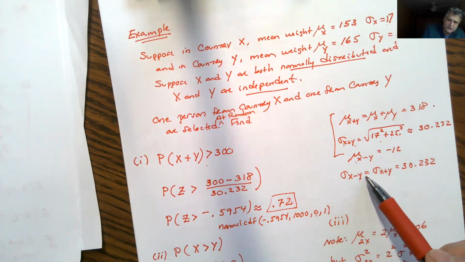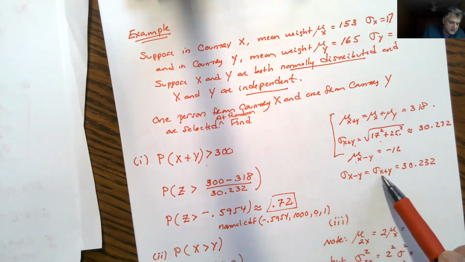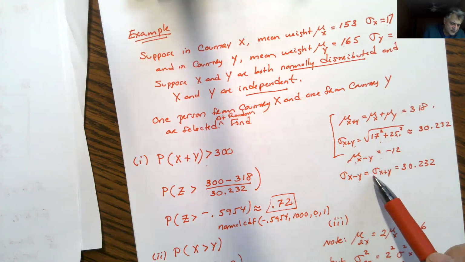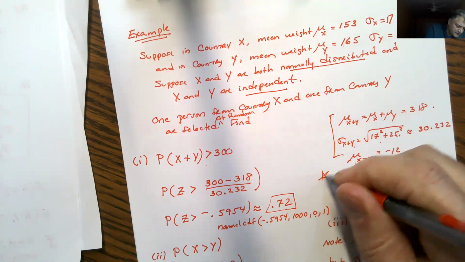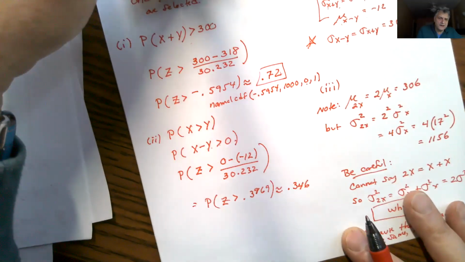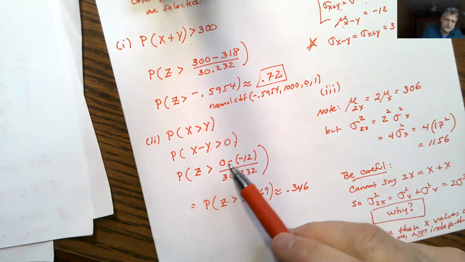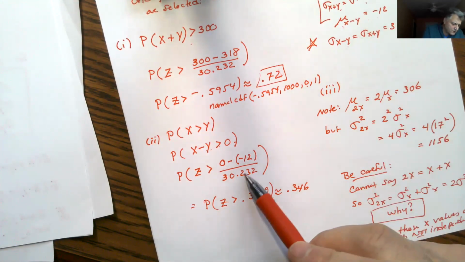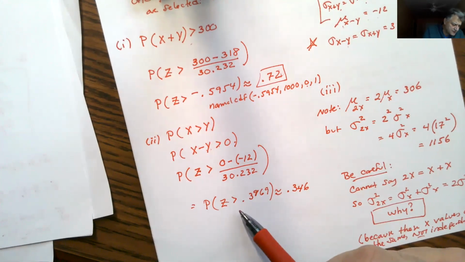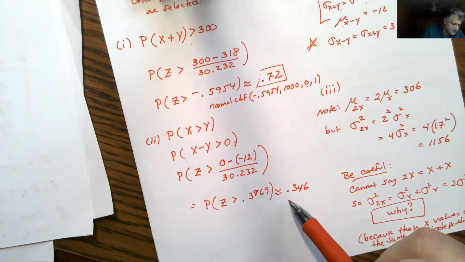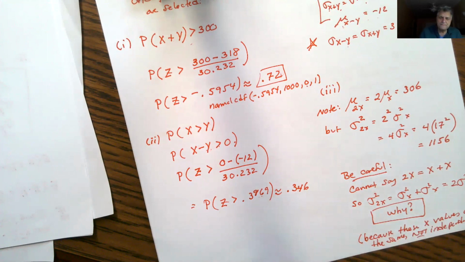And sigma x minus y, that's the same as sigma of x plus y, all right? Because you're doing exactly the same formula, whether it's a plus or a minus. You know, put a star here. Okay, that's still 30.232. All right, so we get the probability z is greater than 0 minus negative 12 over 30.232. So that's probability z is greater than 0.3969, which is about 0.346.